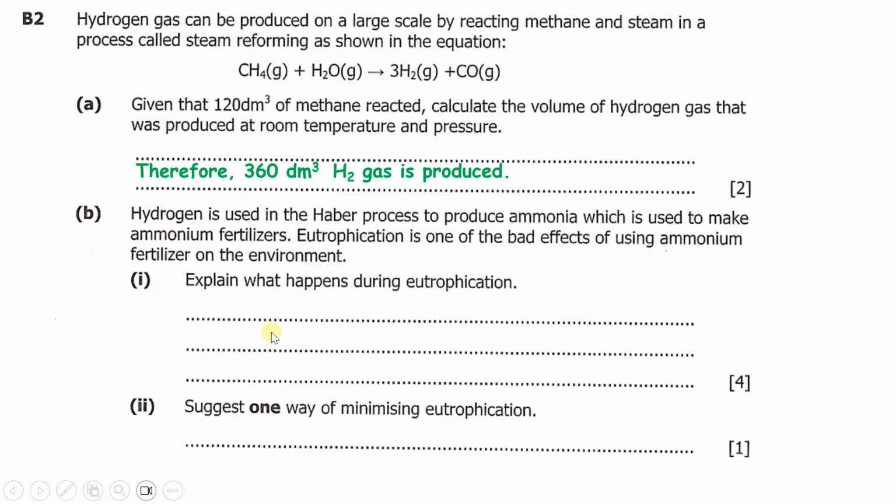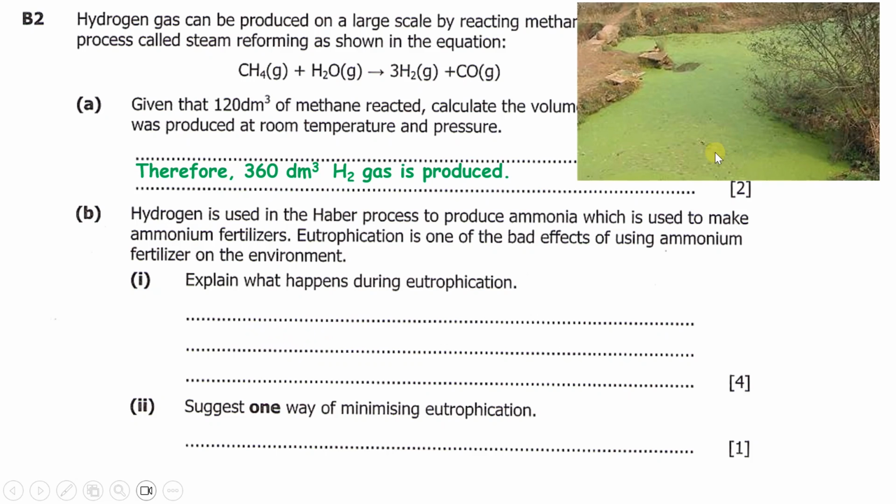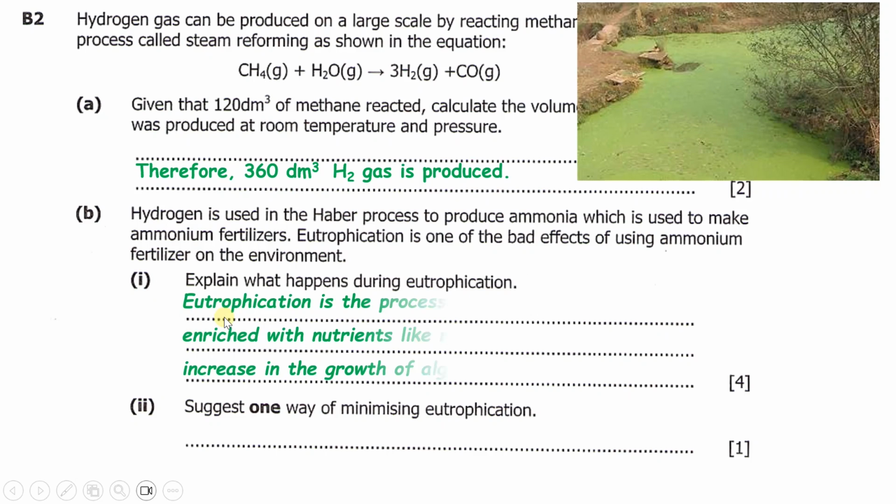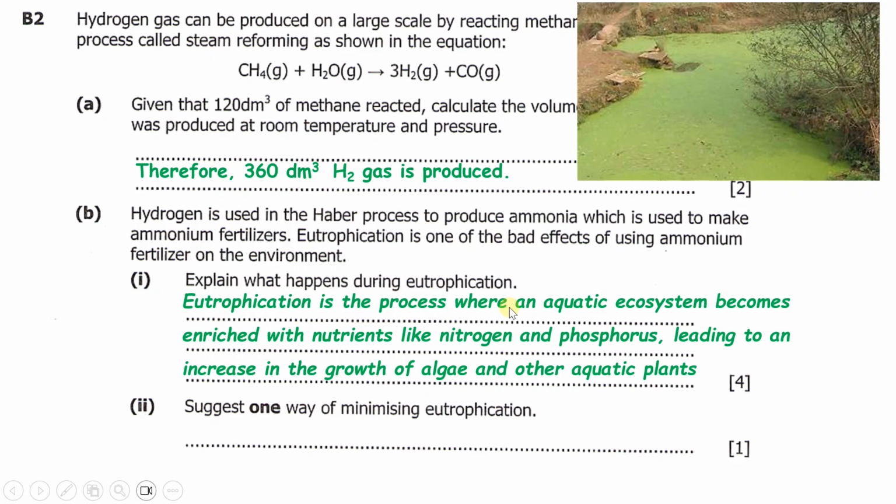Anyway, eutrophication is this process where there's a buildup of nutrients in an aquatic environment, and that buildup of nutrients results in the growing of materials like this one here called algae. So this is how you explain it. You say eutrophication is the process where an aquatic ecosystem becomes enriched with nutrients like nitrogen and phosphorus, leading to an increase in the growth of algae and other aquatic plants. So this is how I had actually summarized it.